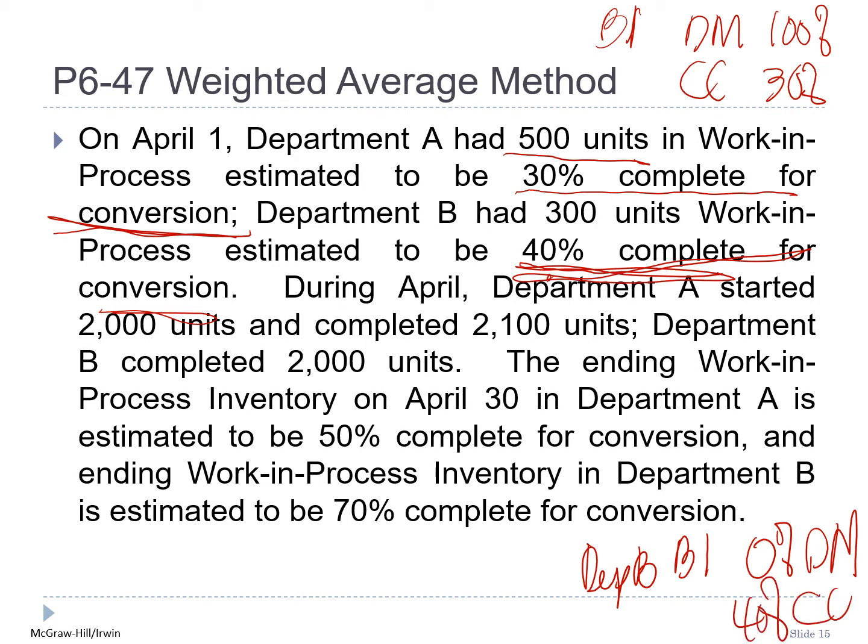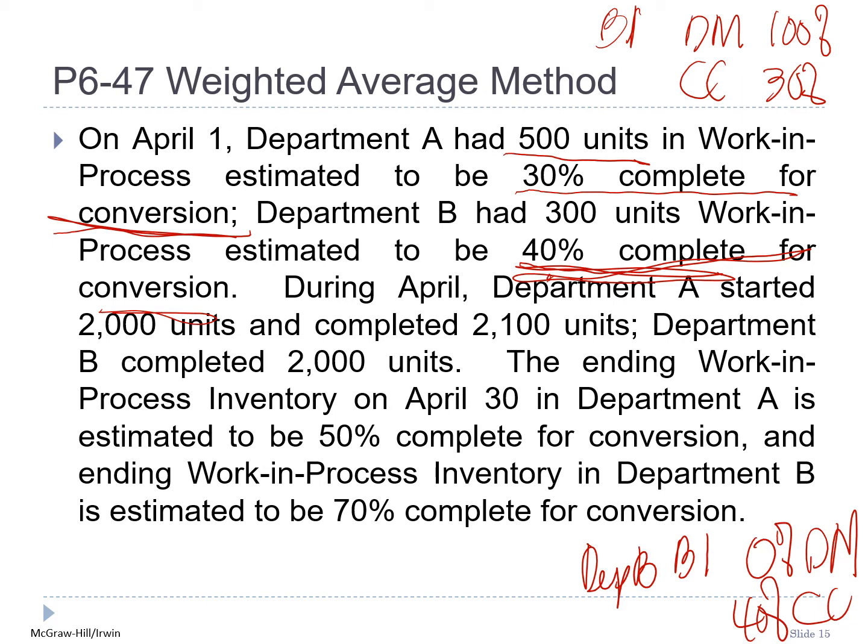Kaya lang, hindi natin masyadong papansinin itong percentage of completion na to. Bakit? Kasi nga, pag weighted average, ang assumption natin, kasama lagi yung beginning inventory sa transferred out. Therefore, 100% complete ang i-assign natin percentage of completion later. During April, Department A started 2,000 units. Ay, may problem.